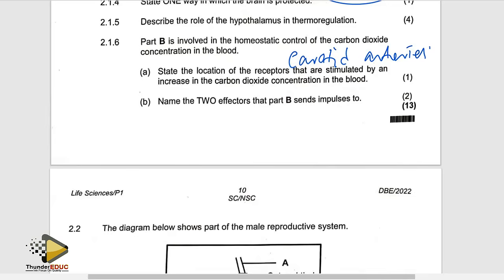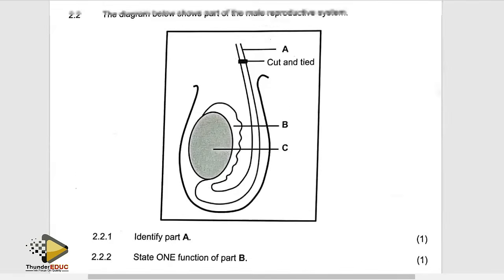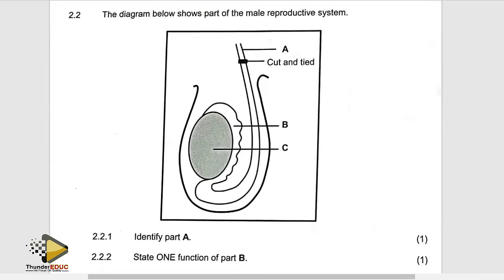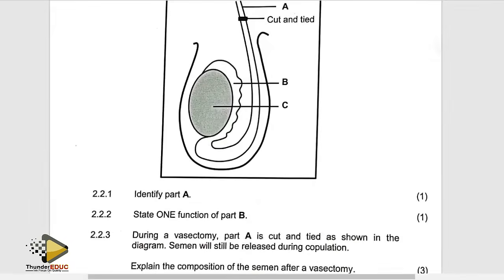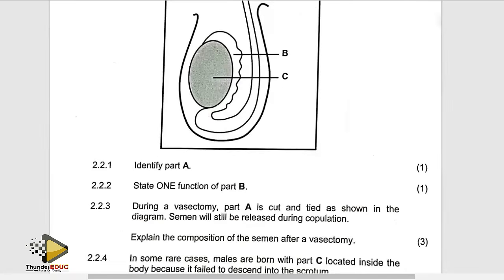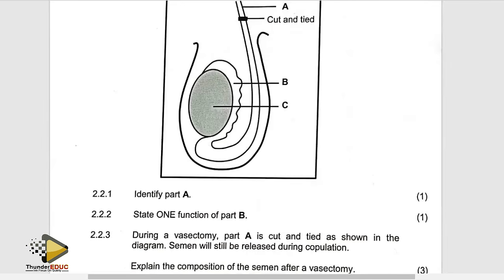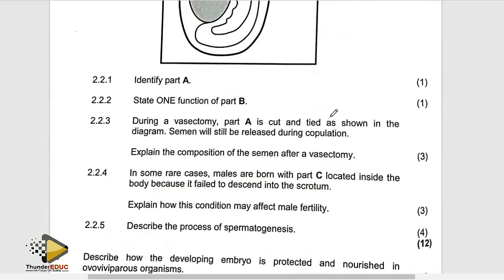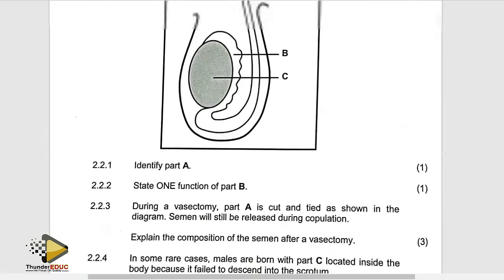Then another question is about reproduction, and that is the male. You have A, which is vas deferens, B, which is epididymis, and C, which is testis. Identify A, we have seen it, which is vas deferens. They are saying state the function of B. What is B?